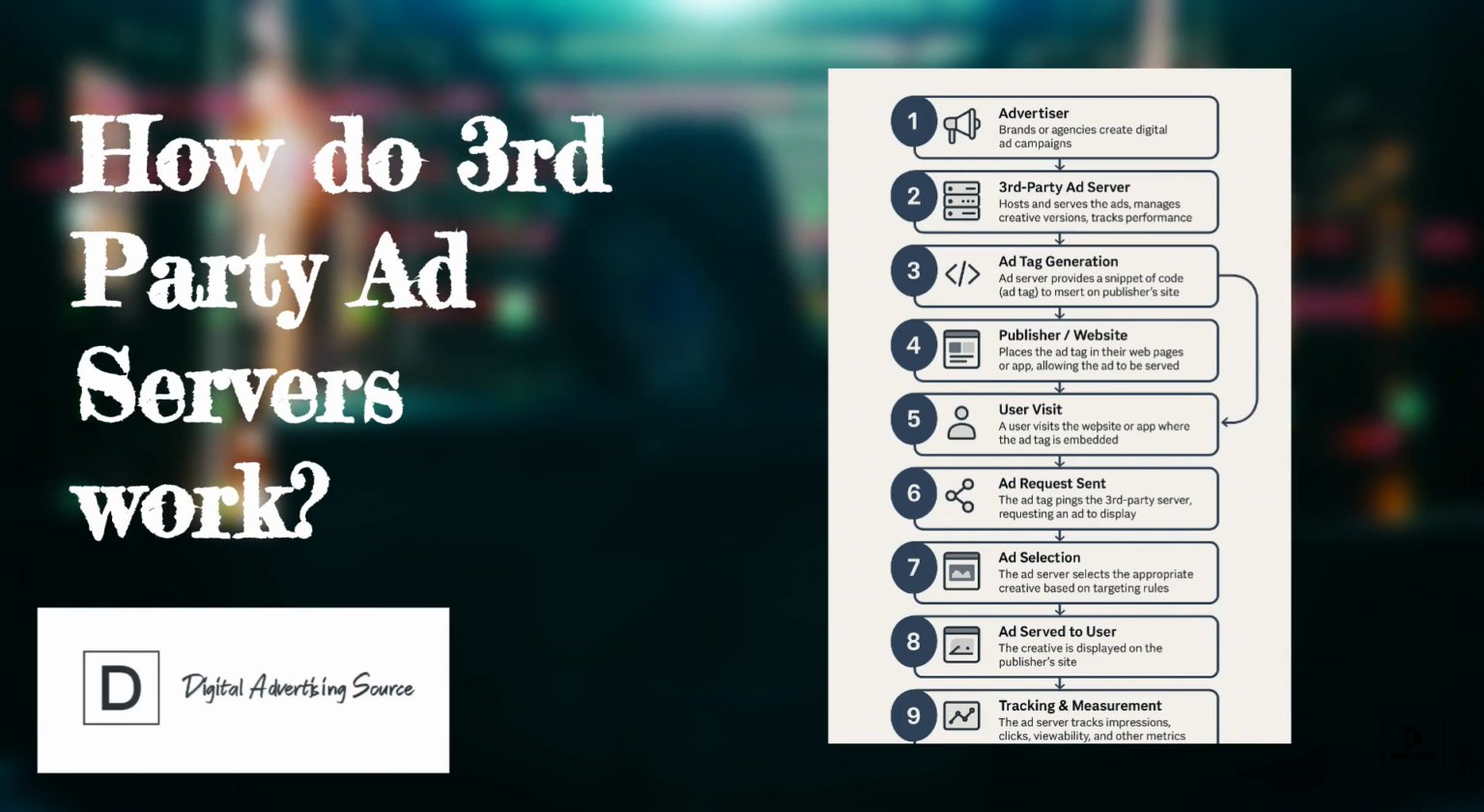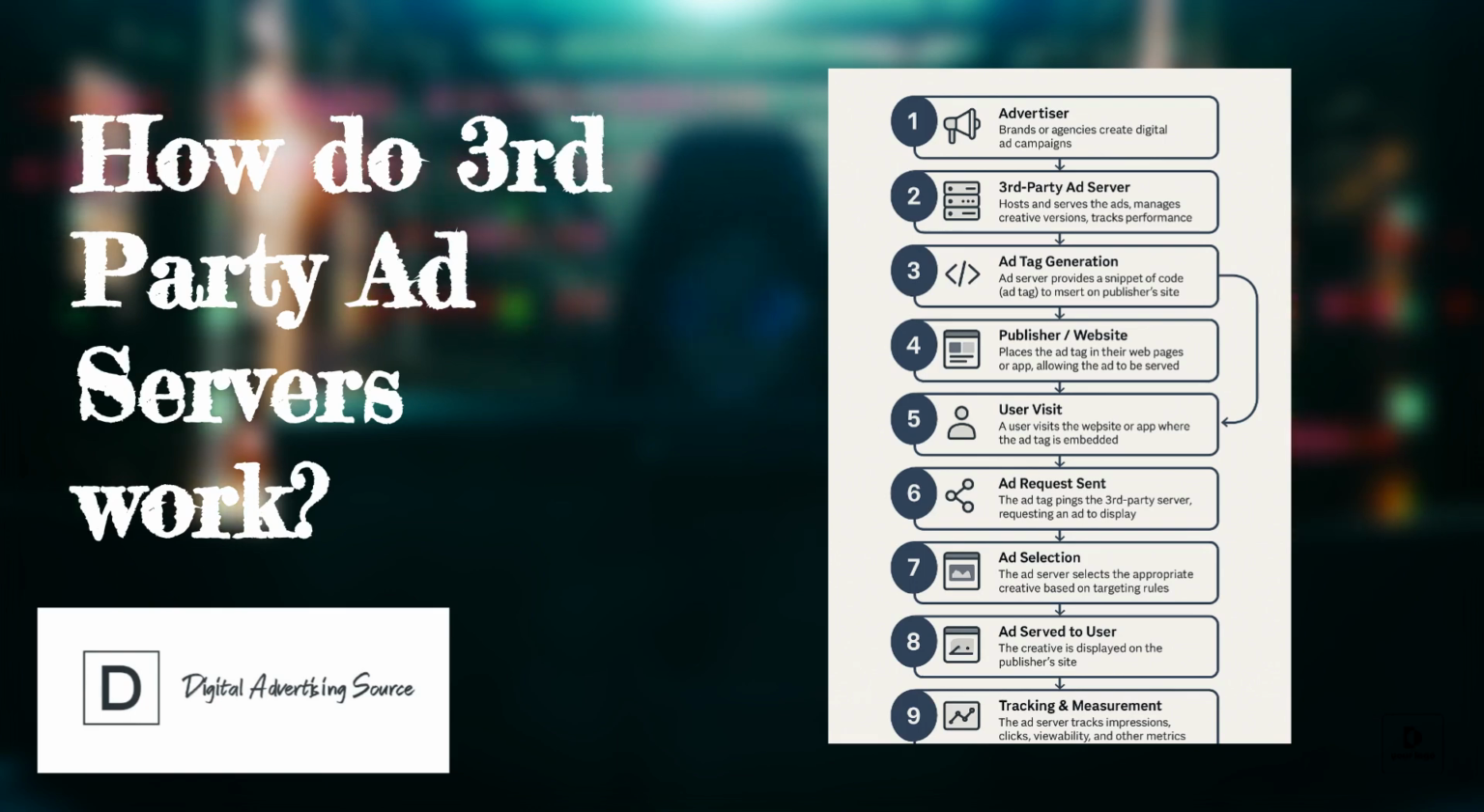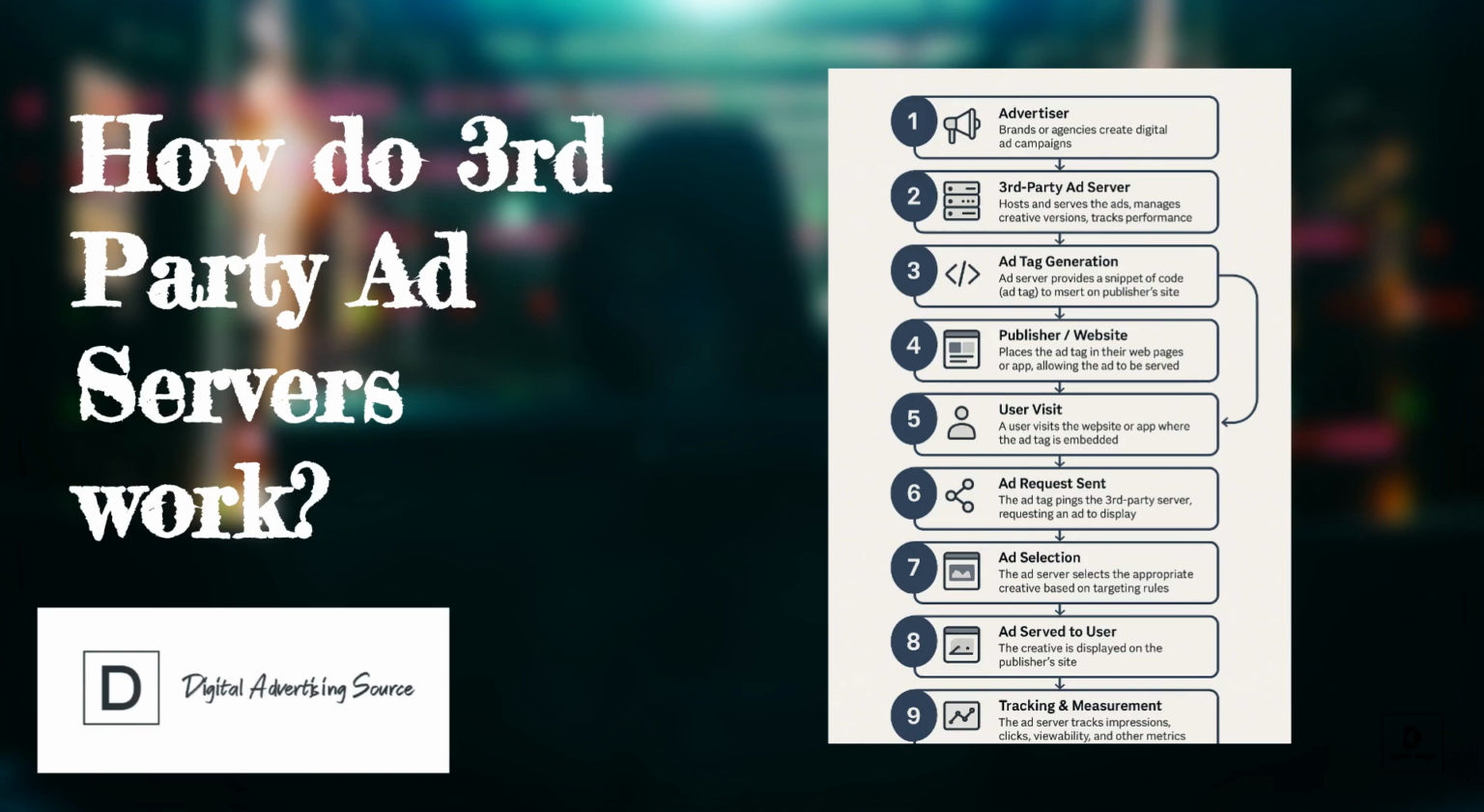When a user visits the website or app where the ad tag is embedded, an ad request is sent to the third-party server, requesting an ad to display. The third-party ad server then selects the appropriate creative based on targeting rules, and then the ad is served to the user with the selected creative, which is displayed on the publisher's site. Once the ad is served, the ad server tracks impressions, clicks, viewability, and other necessary metrics. The advertiser then has the ability to access dashboards or reports for campaign performance.